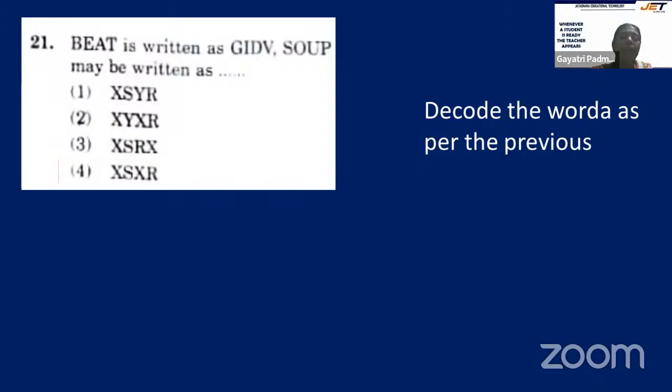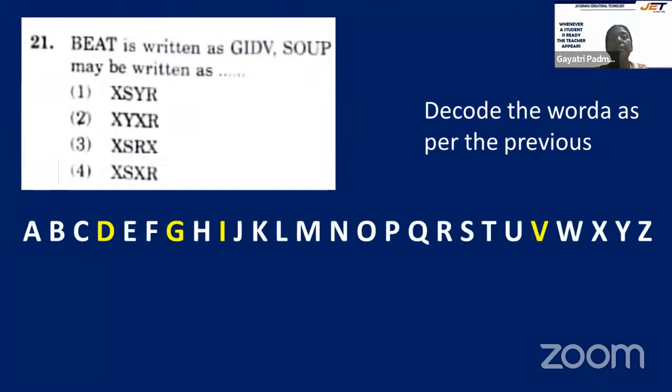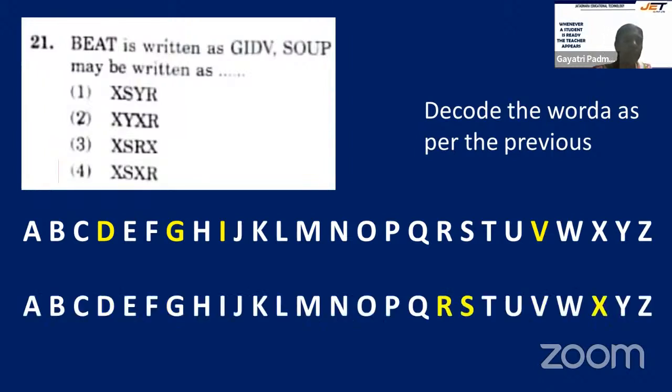You have BEAT is written as GIDV, comma, SOUP can be written as dash. So you need to decode the words as per the previous. Just decode the words, how it is being done. Being the first decoding question, let's do it for you. You just have to write ABCD in chronological order. So see here. Now B is written as G because BEAT is written as GIDV. Next E, right? Next S is written as X.